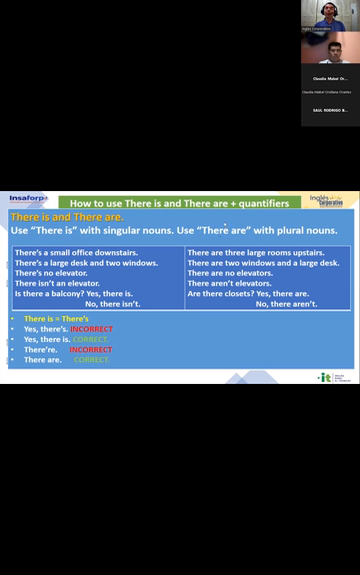There are three large rooms. Upstairs, you know, en la parte de arriba. En la planta de arriba, upstairs. Upstairs. There are two windows and a large desk. Large, in this case, is a synonym of big, right? Large.